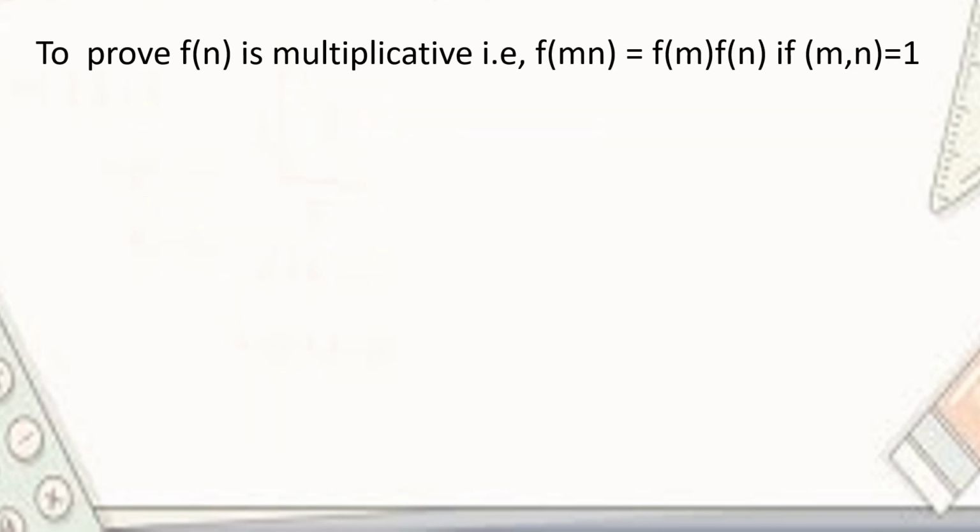Now we will prove that f of n is multiplicative, that is f of mn is equal to f of m into f of n, if the GCD of m and n is equal to 1, that is, m and n are co-prime. Here we have two cases. Case 1, that is m and n are perfect squares.